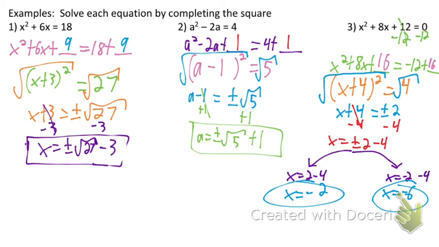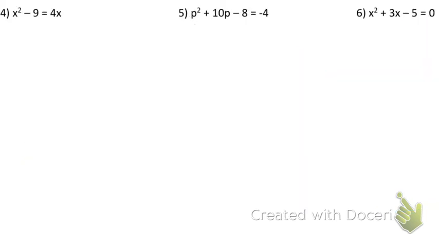Now, could you check this by plugging it back in and seeing if it works in our original equation? Yes. You can plug in negative 2 to both x's. It works. You plug in negative 6 to both x's, and it'll work. Question on that at all? All right, let's go on to the next page.